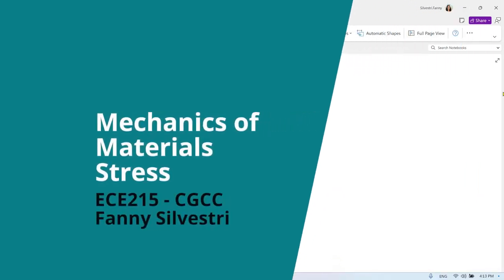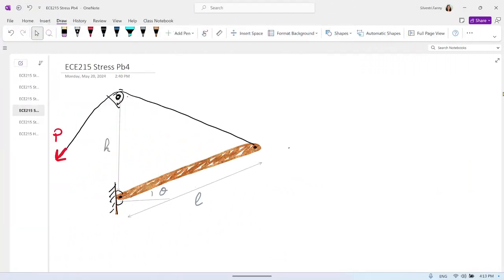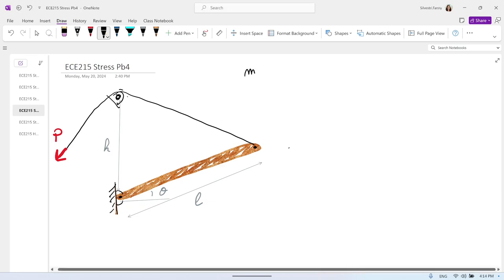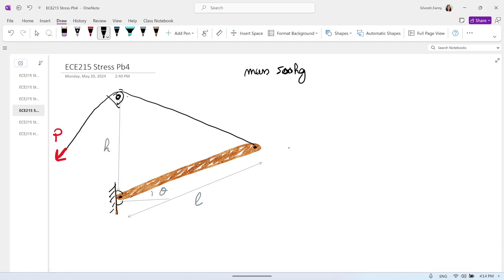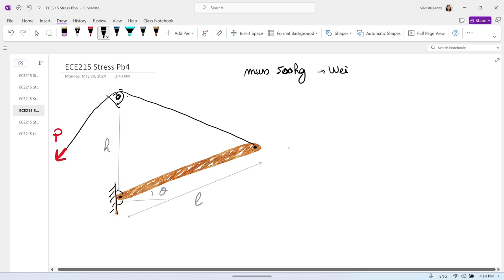Okay, in these problems, we will start doing a little bit of statics. Just use what we learned in statics to find the stress in a cable. So we have a beam that is quite heavy. The beam has a mass of 500 kilograms. Don't forget that kilograms is the mass, so to have the weight, you need to multiply by 9.81. So the weight will be 500 times 9.81.